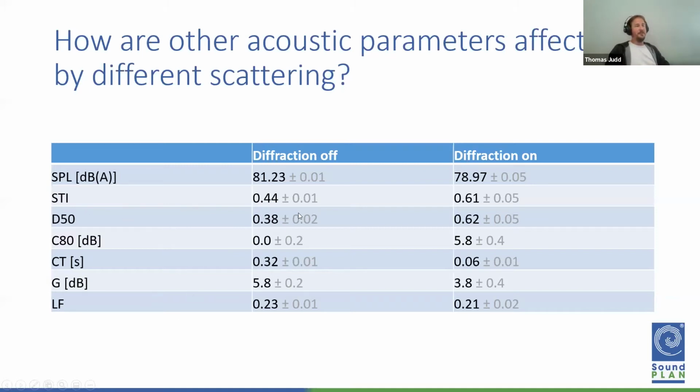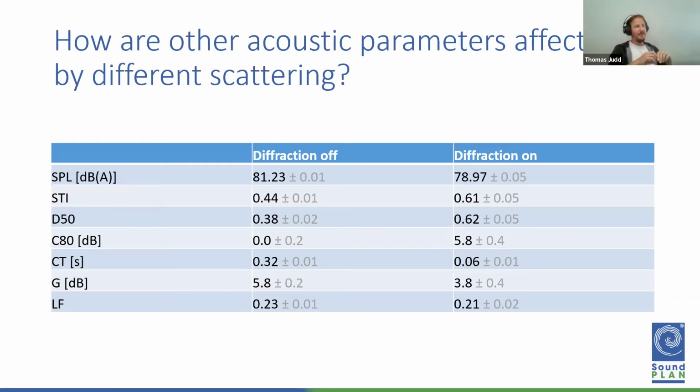The speech intelligibility, put diffraction on, that goes up by about maybe a third or something. The D50 definition parameter goes up by about 50%. Likewise, the clarity, which is more or less the same thing, goes up a bit, but perhaps not quite as extreme as might be the case. The center time CT, that's unsurprising. That does change a lot because you've got this great massive late sound without diffraction, which disappears when you put the diffraction on.